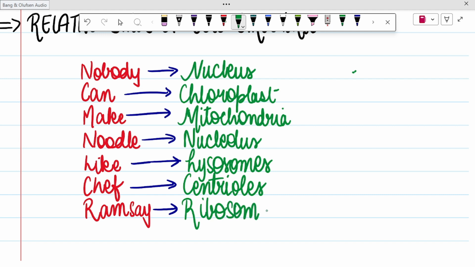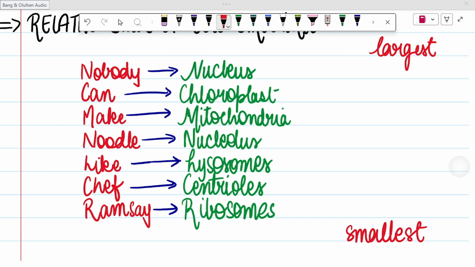जल्दी जल्दी हमने थोड़ा सा recap भी कर लिया. So the largest organelle is your nucleus. This is your largest organelle. And the smallest organelle is your ribosome. आपको easy सी एक ट्रैक मिल गई. And you can easily and quickly solve your paper 1 के MCQs.